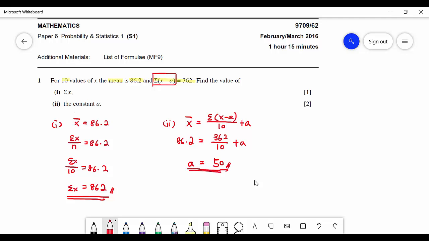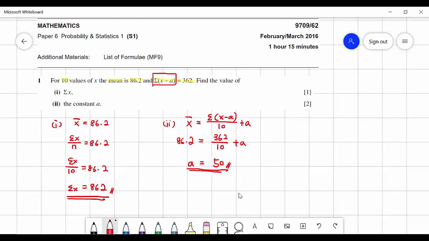All right, so this is the information that we are going to use in solving this question. So let's proceed to question number 2.